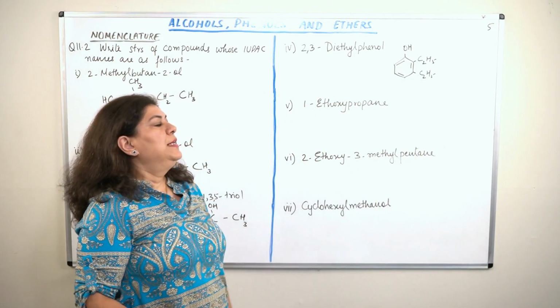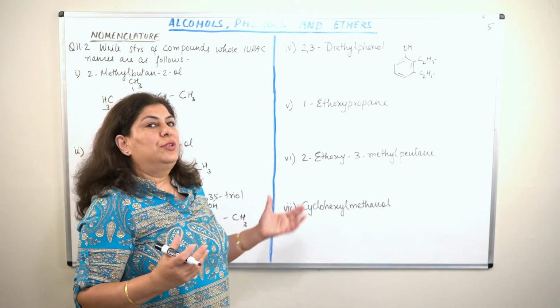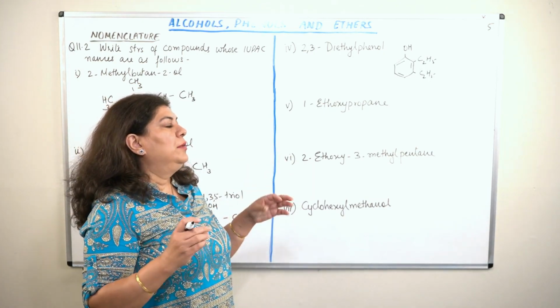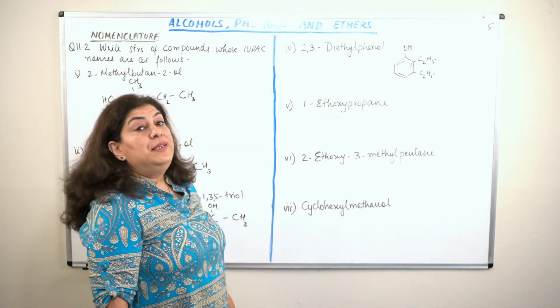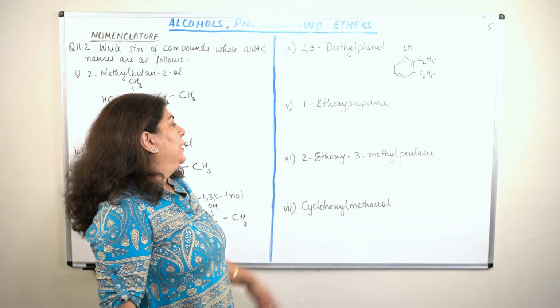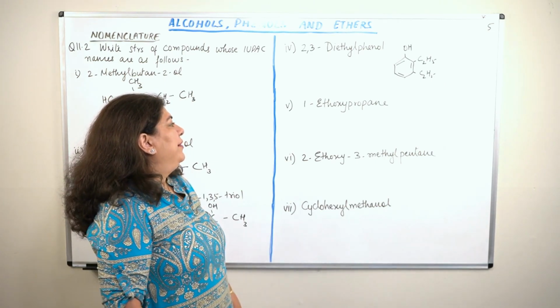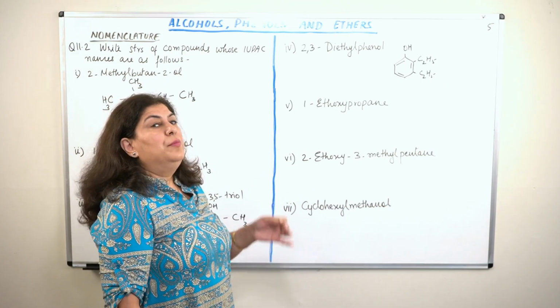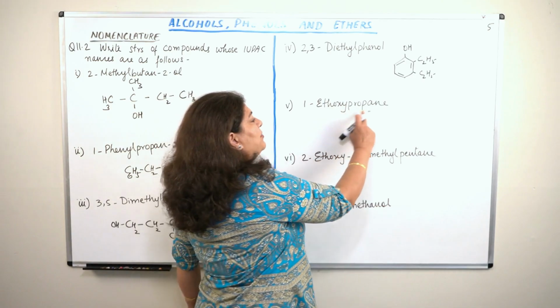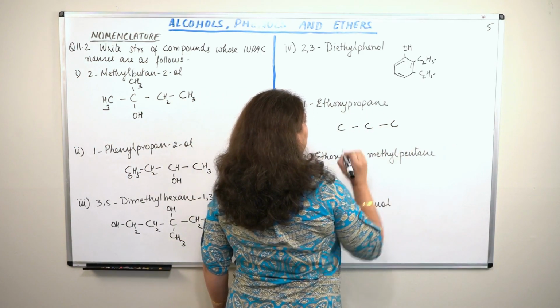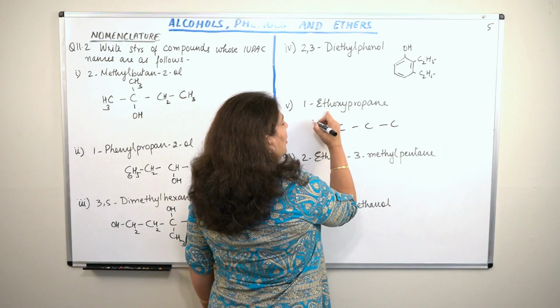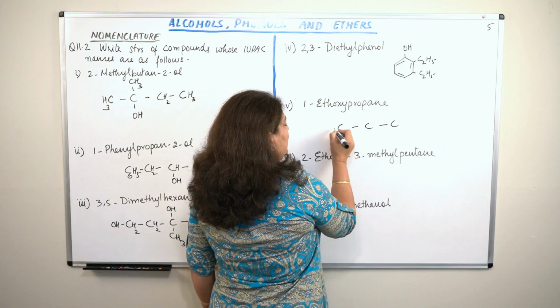Here, since it's the benzene ring and we only draw the structure, there is no need of writing down each and every hydrogen. So this is 2,3-diethyl phenol. Next, part 5. 1-ethoxypropane. Propane is my parent. So 1, 2, 3. 1-ethoxy. This is the first carbon.